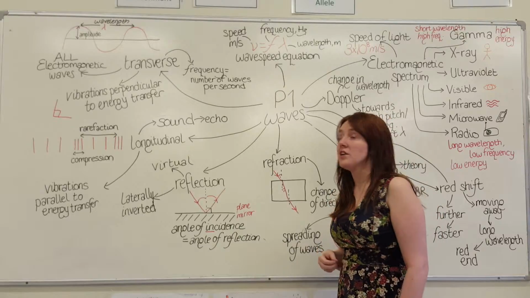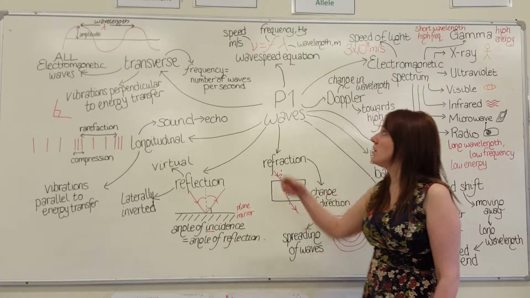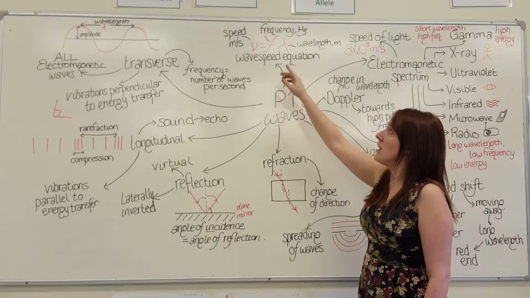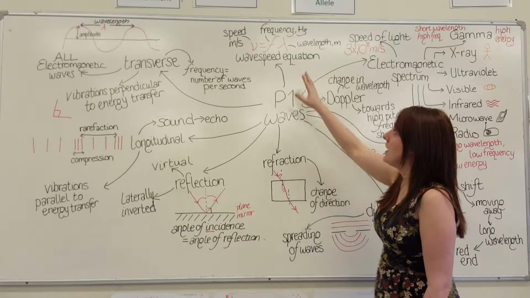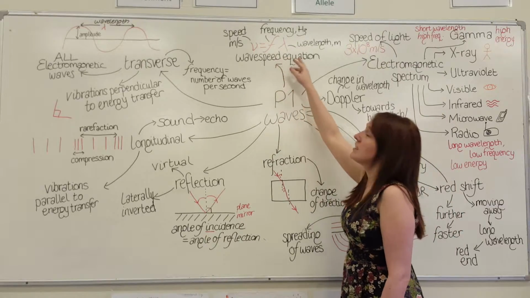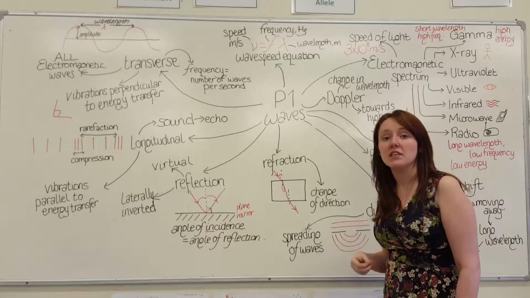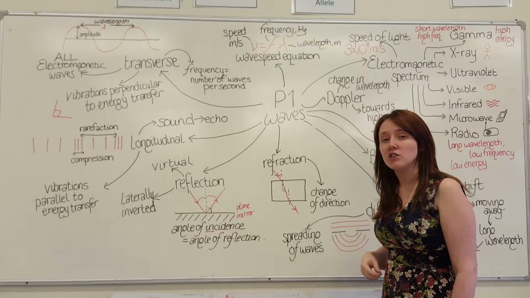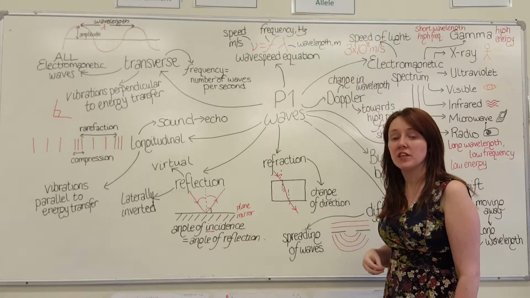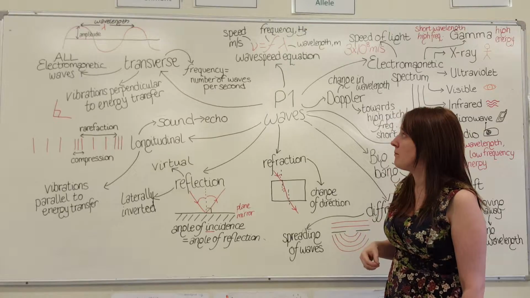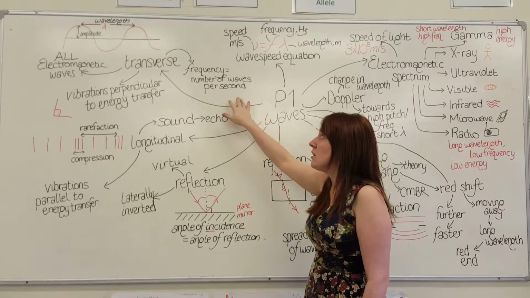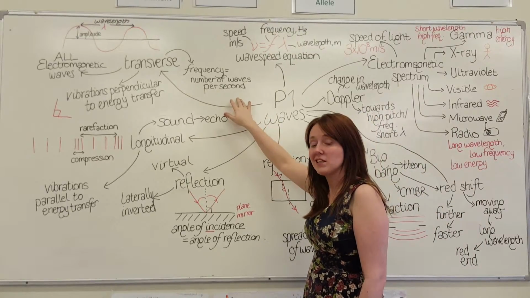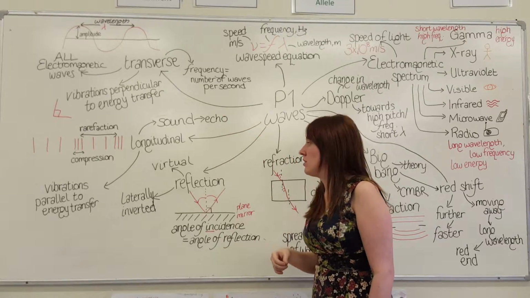There's an equation we can use to work out the wave speed. Wave speed, measured in meters per second, is the frequency in hertz times the wavelength in meters. Make sure you use your standard units and remember them for the exam because you don't get given them. Frequency is the number of waves passing a point per second.